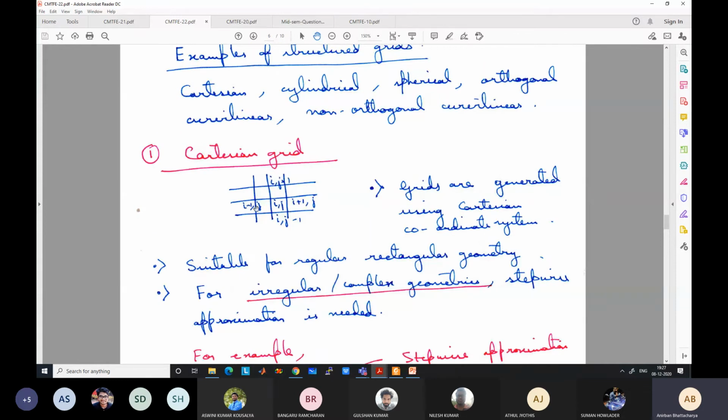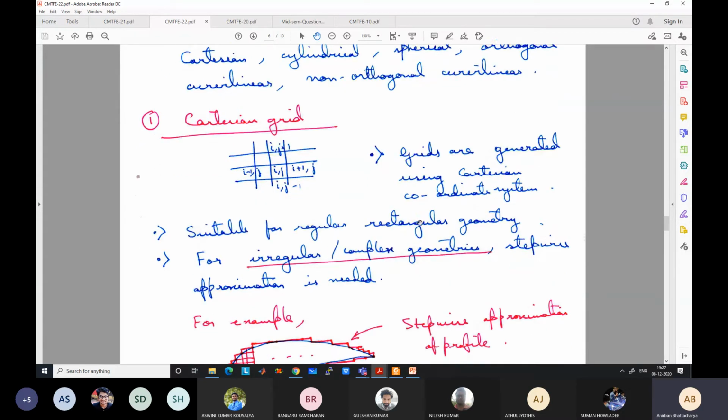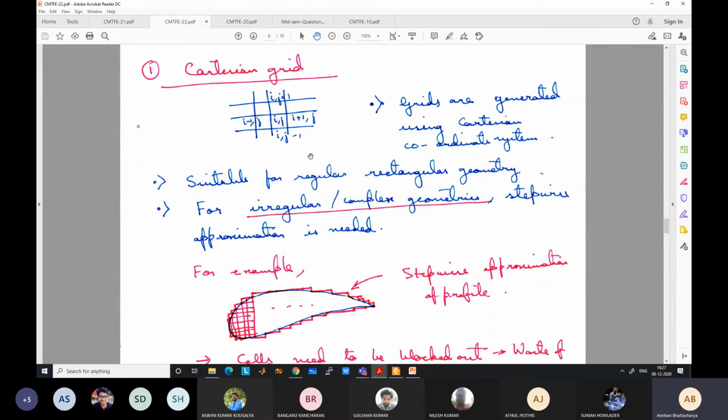So grid points change. I changes in the x direction and j changes in the y direction. So if this is i comma j, this is i comma j plus 1, this is i comma j minus 1, this is i plus 1 comma j. Like this, you can calculate. Grids are generated using the Cartesian coordinate system. This is very suitable for regular rectangular geometry, obviously, because it is based on the Cartesian coordinate system. It is suitable for rectangular or rectangular parallelepiped cubic geometry or any similar step geometry.